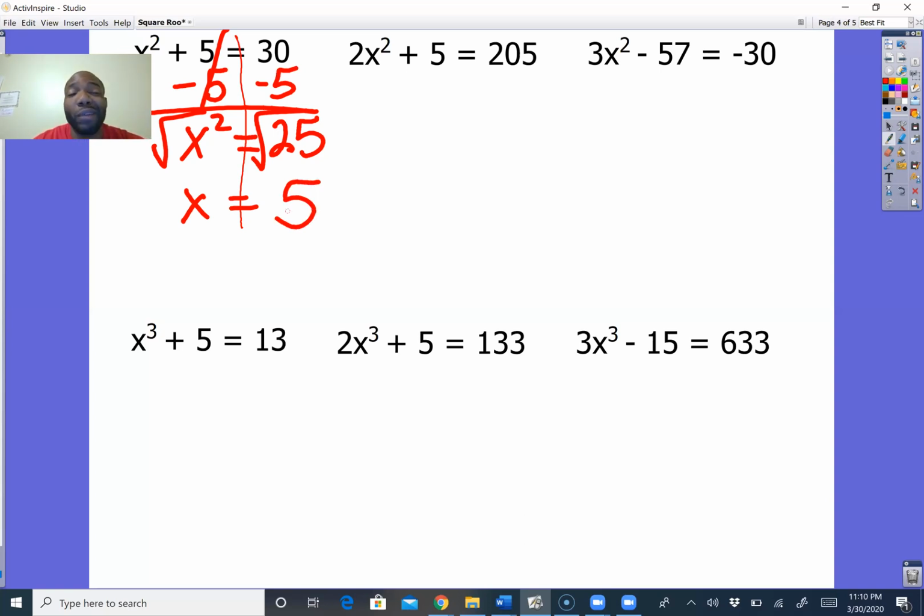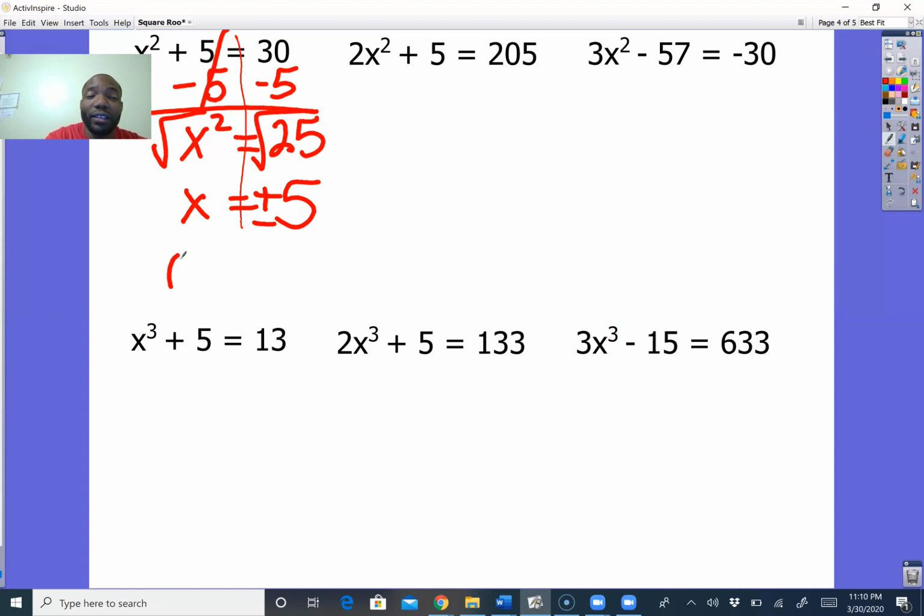But this is mathematically sound. And I'm going to tell y'all this because I don't know why we don't just stress this in 8th grade, but I'm going to stress it to y'all. The answer is 5, but the answer is also positive or negative 5. Now, why is that the case? Why can't you have a negative number underneath the square root sign?